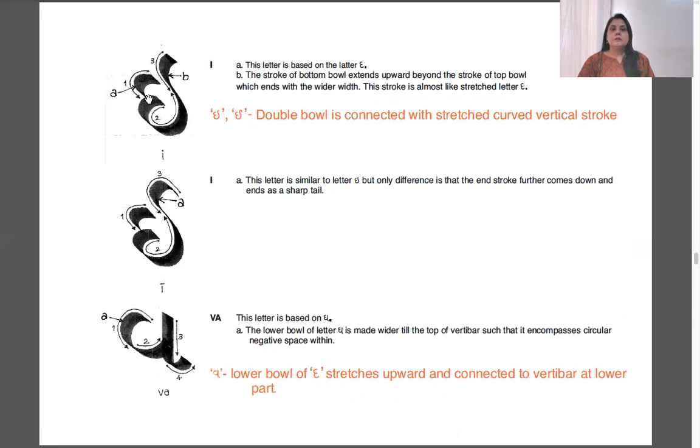Here, letter E, double bowl is connected with stretched curved vertical stroke. Here also, the curve got stretched but with very sharp end. Now letter V. V has lower bowl that stretches upward and is connected to the vertical bar at the lower part.